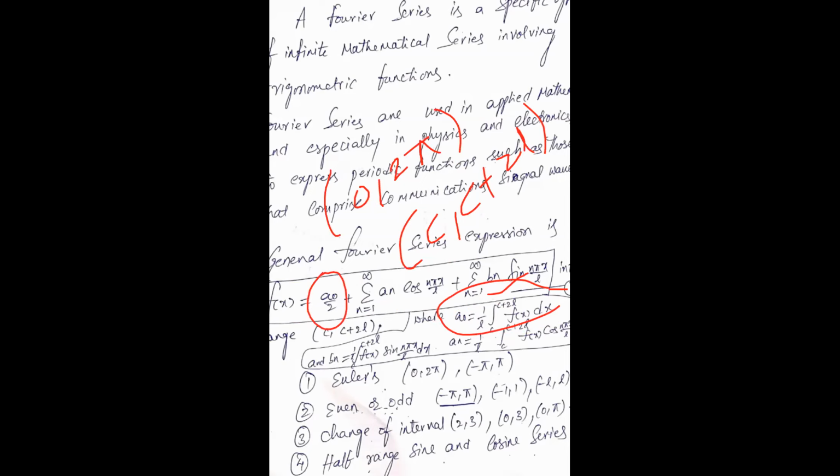In an, 1 by L, same limits, 1 by L and integral c to c plus 2L f of x dx. These are common, but the multiple of an in this series is cos n pi x by L. So here also we have to write cos n pi x by L. And bn is also the same process, 1 by L integral c to c plus 2L f of x. In bn the multiple is sin n pi x by L. So here we have to write sin n pi x by L into dx. This is the general basic formula of the Fourier series.